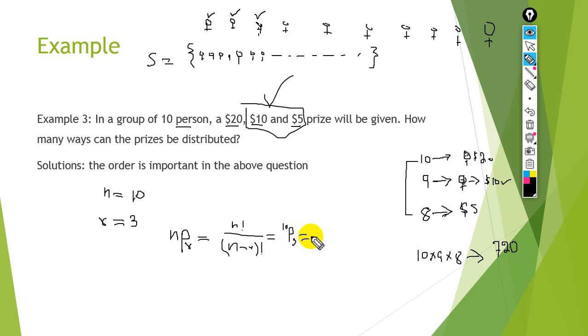So we can write it just like this: 10 factorial divided by n minus r, it means 10 minus 3, whole factorial. Next, 10 factorial is 10 multiplied by 9 multiplied by 8 multiplied by 7 factorial.